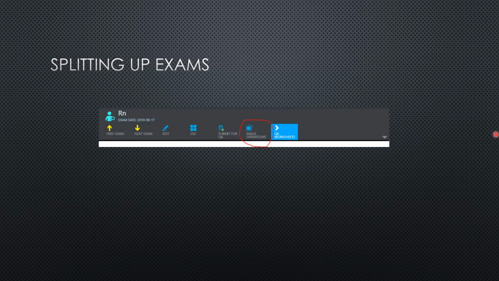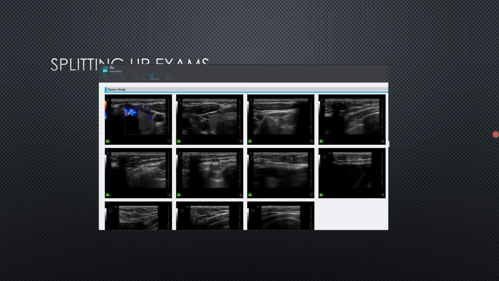So you would go into your study that you want to change. You would click this image operations button, and you're going to see this. A lot of times this comes up just on the side, and you have to hit the maximize button. So make sure you do that so you have the full view like this, so you can see everything.